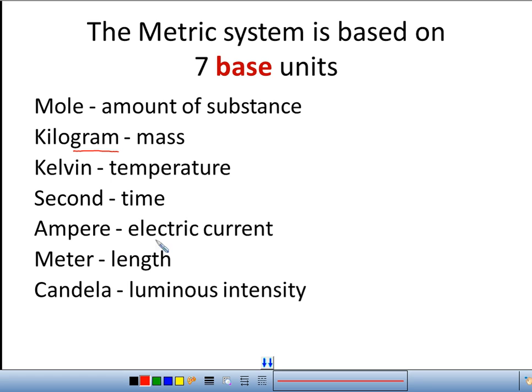Alright, an ampere. An ampere is a unit of electric current. We will not use this in our class. But if you take physics or if you take AP chemistry, you will run into amperes. Meters, that's the unit for length. Definitely going to use this one. We'll be using it a lot. Candela is a measurement of luminous intensity. Think of a candle. It's how bright it is. And so candela is a base unit for the metric system, but again, we're not going to use this.